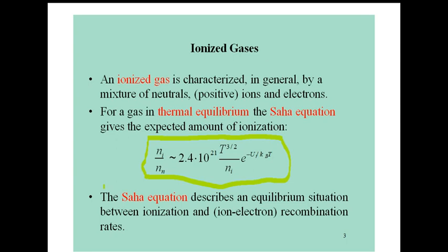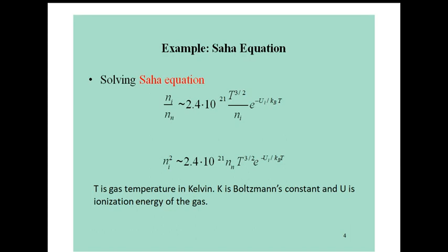The Saha equation basically describes an equilibrium situation between the ionization and the recombination rate, that is, the recombination between ions and electrons. For example, if I take what I said previously, if Ni goes here, then Ni becomes a square, and Nn goes here.